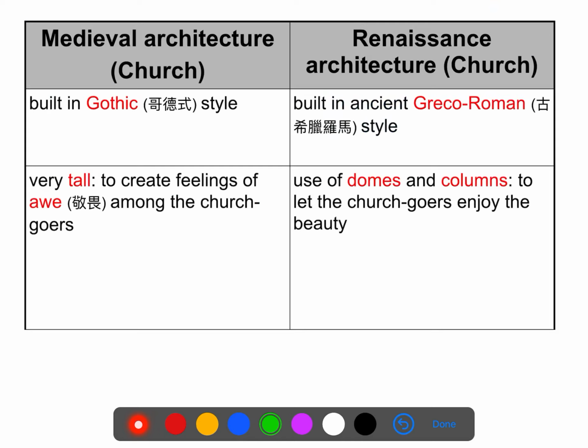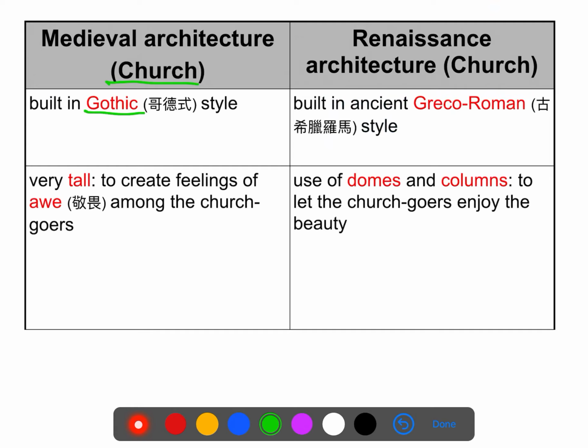Okay, so let's mark it down in your textbook. From medieval time, the architecture of church is Gothic style. Okay, this is a typical style they used in the medieval time. We call it Gothic style, 哥德式. Still, when you go to Europe, you still find many churches built in Gothic style.